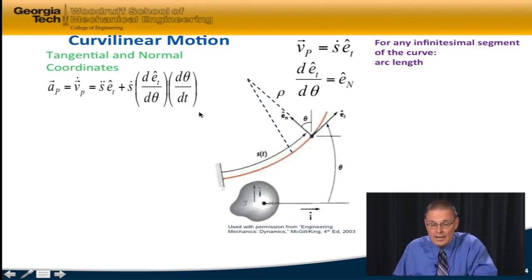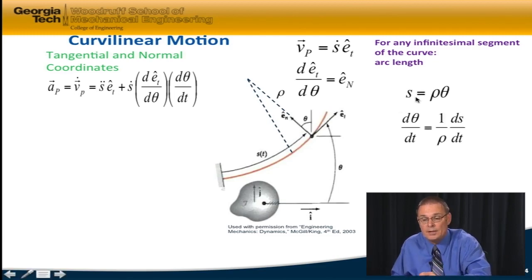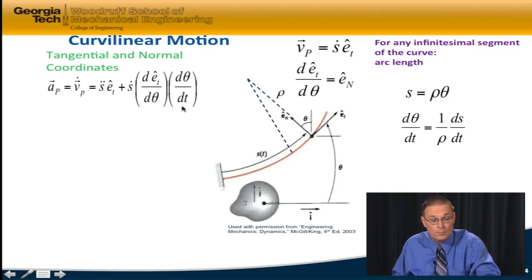And so for any infinitesimal segment of the curve along the arc length, as this goes along a small portion of the curve, let's say that the radius of curvature, rho, is constant. You should remember back from your basic math days that this distance s that you go is equal to rho times theta. And so if I take the derivative with respect to time for an infinitesimal segment, rho doesn't change, so I get d theta dt equals 1 over rho ds dt. And so again, I can use that to put in here.